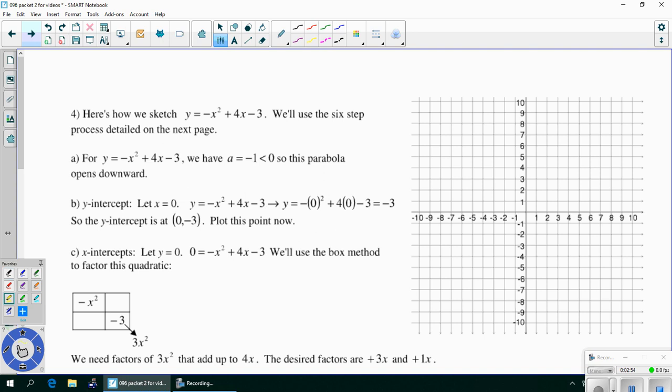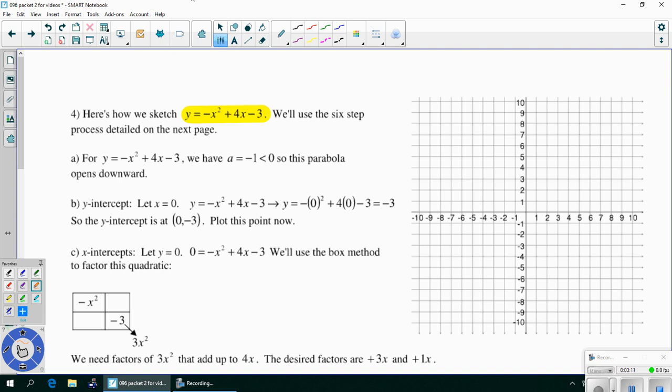So let's take a look at the equation. It says, here's how we sketch y equals negative x squared plus 4x minus 3. We'll use the 6-step process detailed on the next page. So the very first step is to decide if the parabola opens up or down. Is it a smiley face or a frowny face?